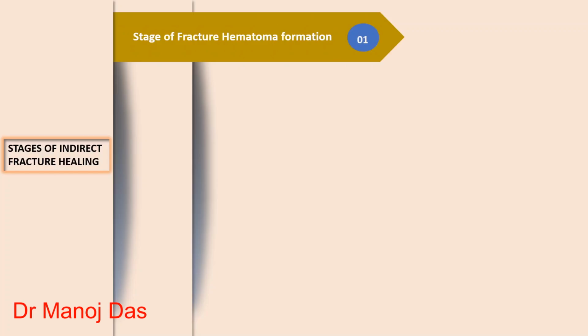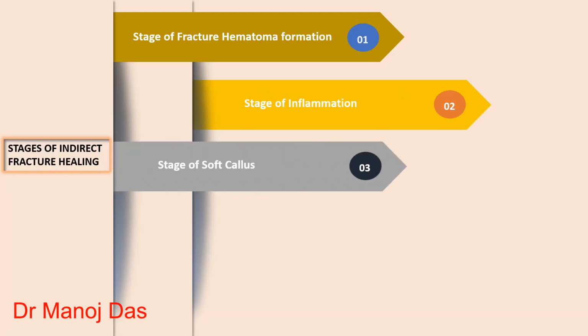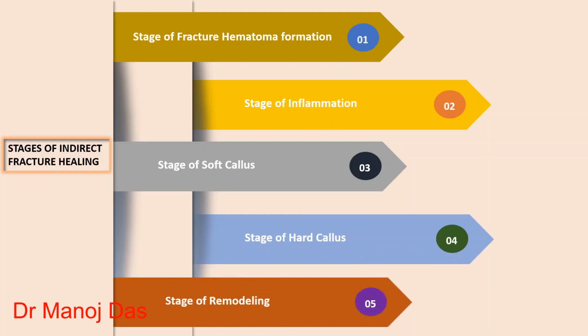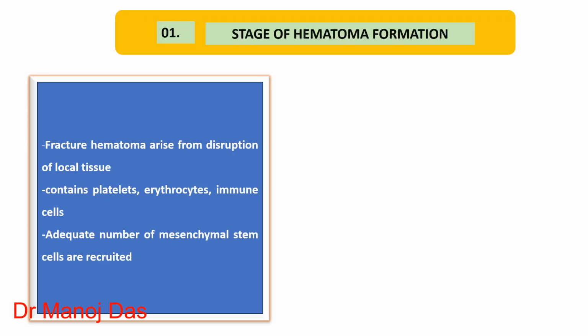First is the stage of fracture hematoma formation. Second is the stage of inflammation. Third is the stage of soft callus formation. Fourth is the stage of hard callus formation, and fifth is the stage of remodeling. So we'll discuss each stage in a detailed way.